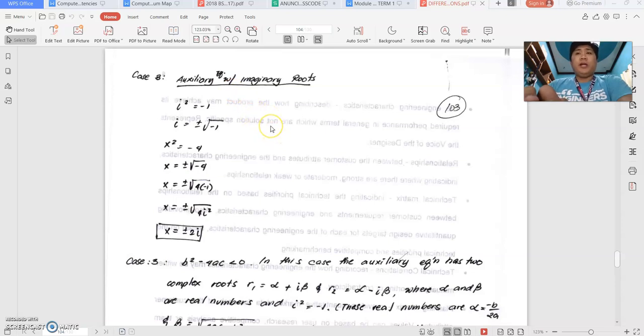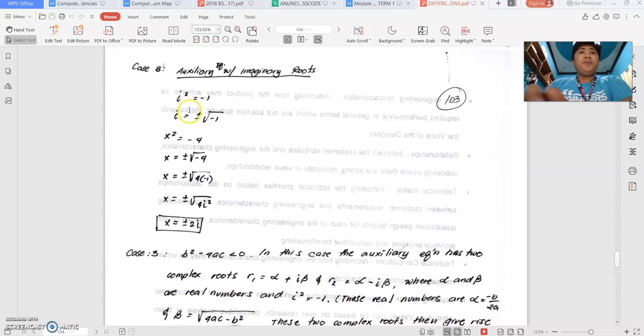The first one is distinct roots, meaning the roots are different from each other. Then next is repeated roots, which means there are roots that are the same and repeated many times. Now, what if your root is imaginary?